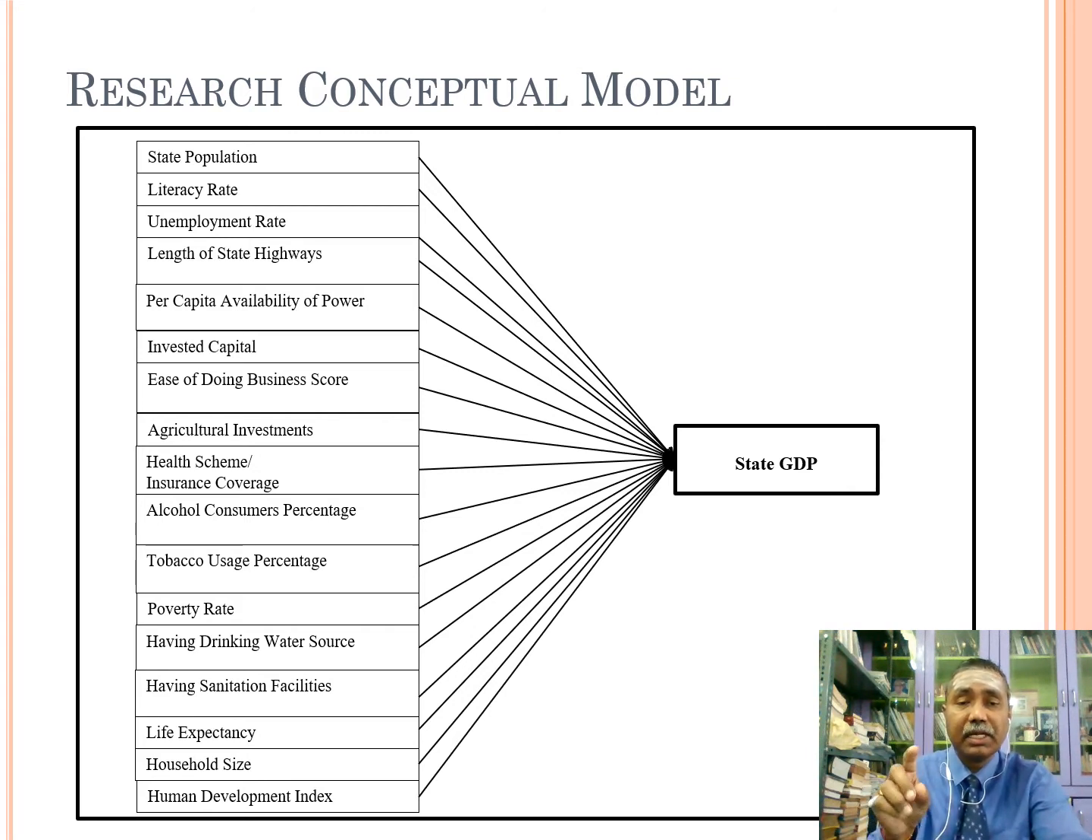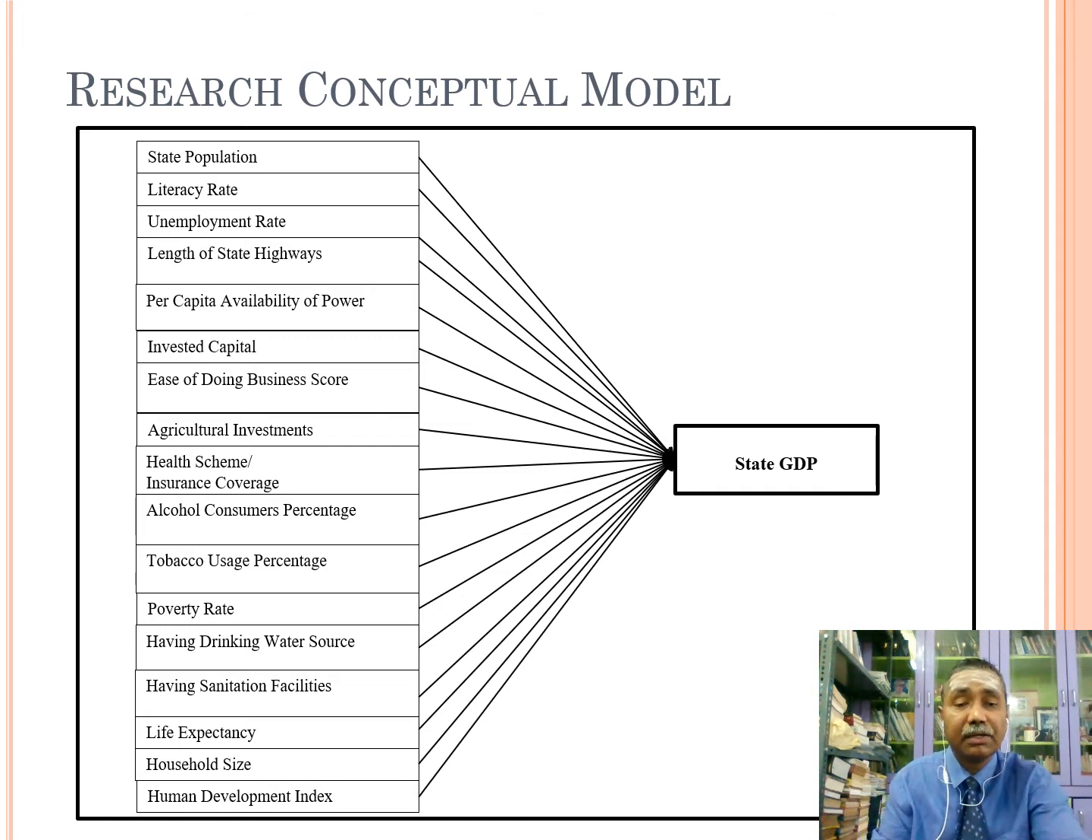State population, literacy rate, unemployment rate with respect to each Indian state. 28 states plus 8 union territories, total 36 rows will be there in the data table. Right. Length of state highways, this is a very important factor. Per capita availability of power, how many kilowatts of power per hour is available in the state, right? Invested capital, ease of doing business score of the state.